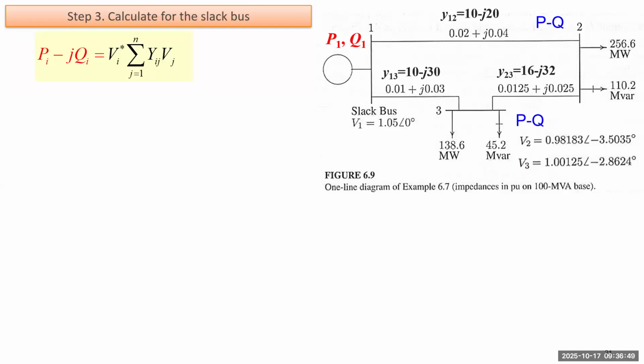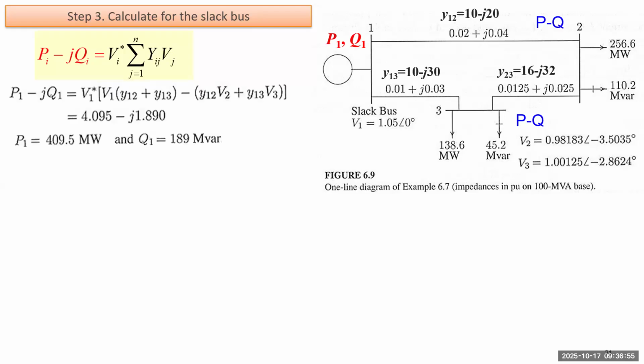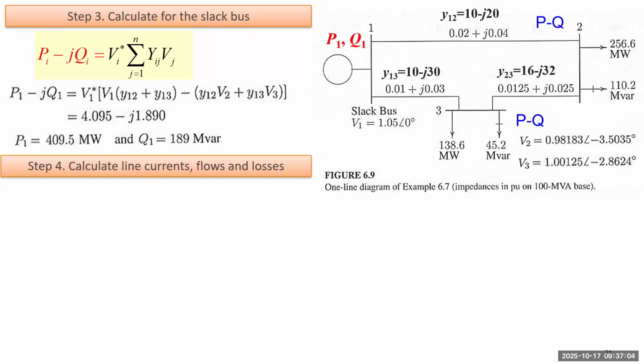Okay, the last step is just to calculate the slack bus power. If we have all the voltage phasors, we calculate the slack bus power, then translate it back to P and Q in megawatt and megavar.